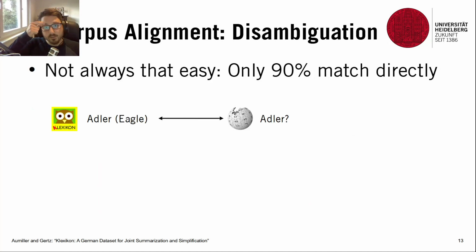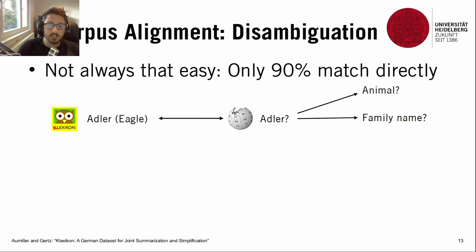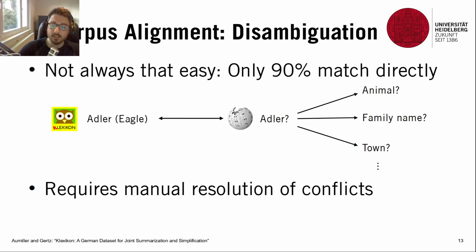In particular, one of the problems that we had to deal with was the disambiguation of entries. Only about 90% of the articles that we found had a directly corresponding Wikipedia entry, but for example, if we return to the Eagle page on Klexikon, we find that Wikipedia is less certain what we're talking about. Do we mean the animal? Are we talking about the family name quite popular in Germany? Or do we mean a particular town in the US? And this is not the only case. There are many, many more that we would have to actually manually review.